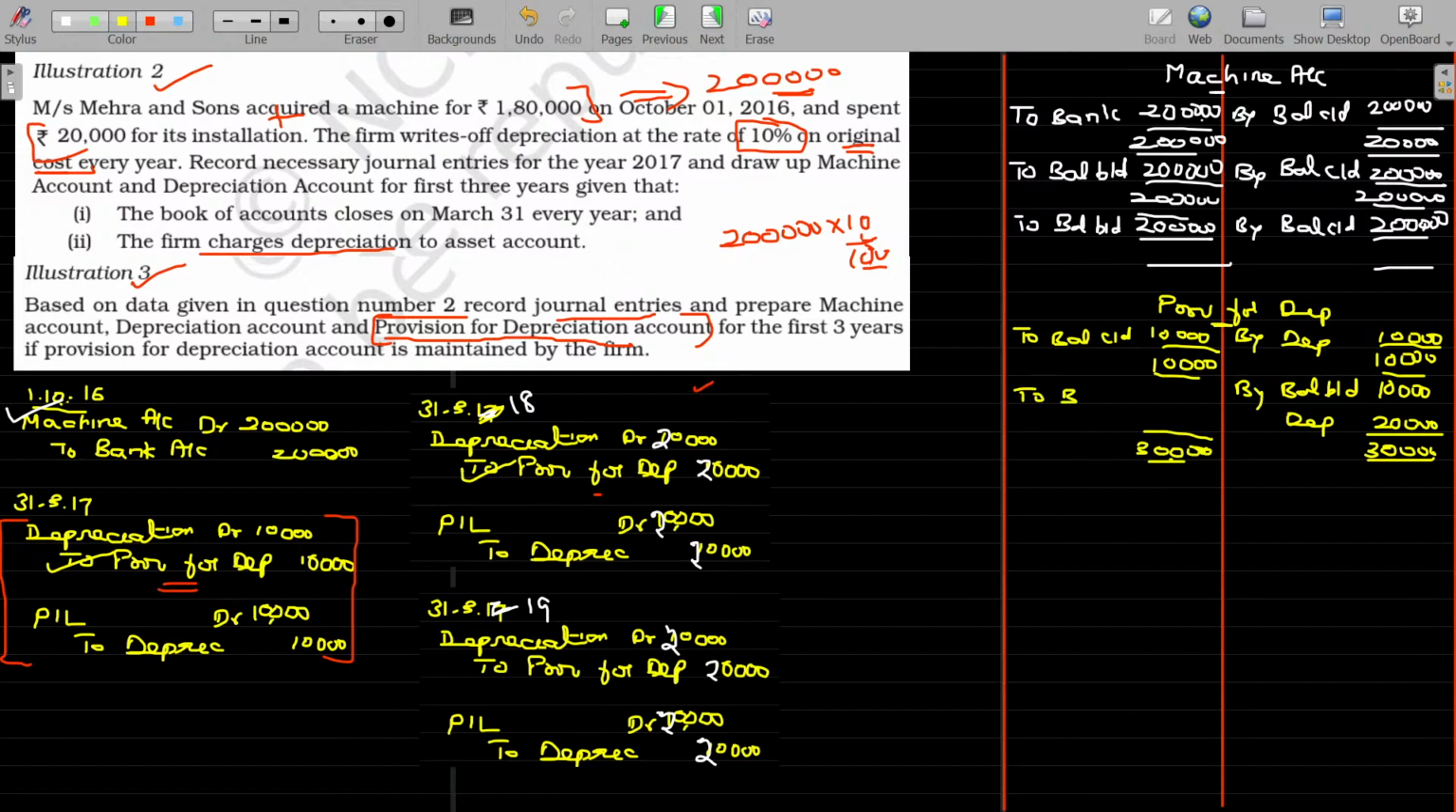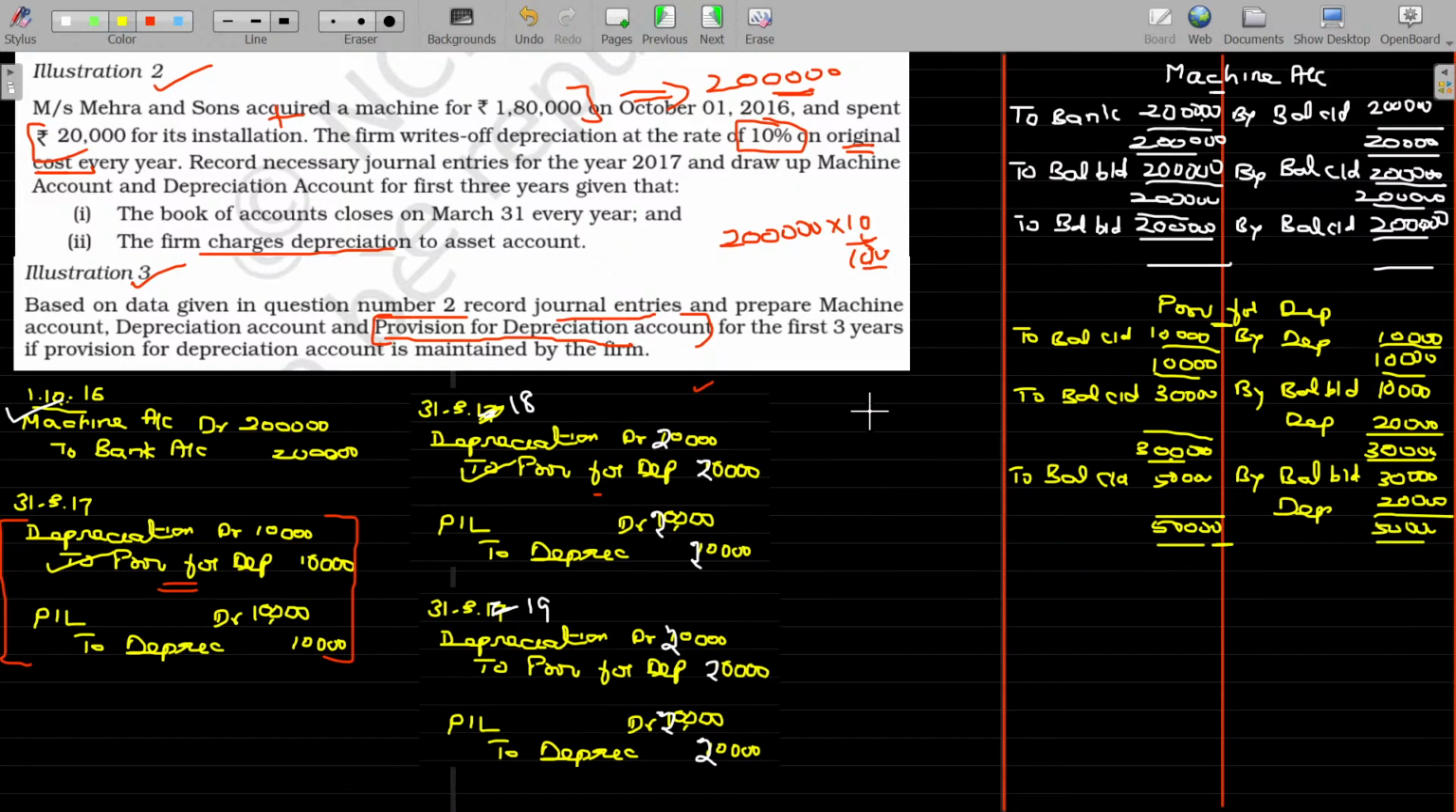To balance carried on. Transfer to the next side. So by balance brought down, 30. Again, third year, depreciation 20. Then to balance carried on, the balance being 50,000.